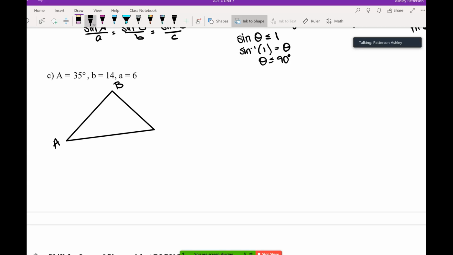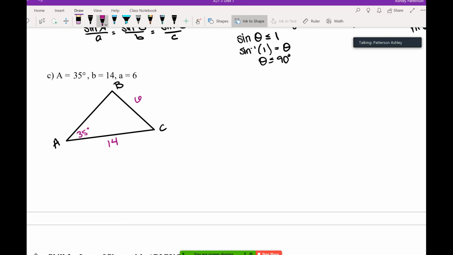Again, it doesn't matter where you label A, B, and C. What matters is that the given information is accurately labeled. So angle A was 35 degrees. Little b is 14. And then little a is 6. Just a reminder that the corresponding sides are always across from their angle. So little a is the side across from angle A.